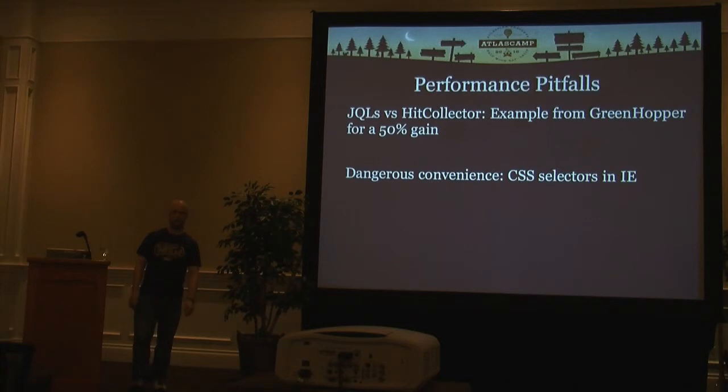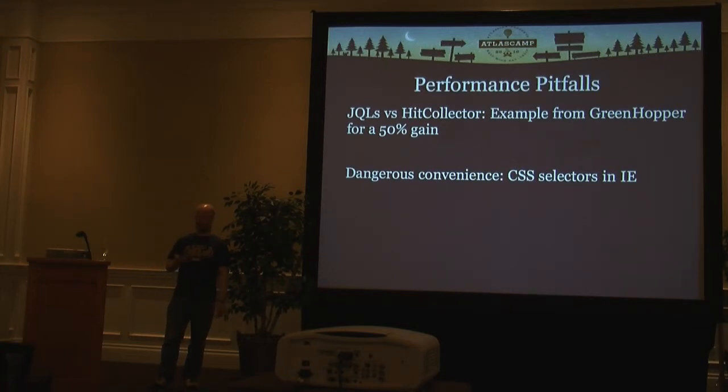So the next thing, I'll give you some examples, because it's been all theory until now. These are actually things we did on Greenhopper to try and get performance optimized. First thing I'll talk about is JQL and hit collector. Everyone probably who's doing anything on JIRA knows JQL and loves it. And this is a situation that we had for statistics in Greenhopper, where we got quite an improvement.